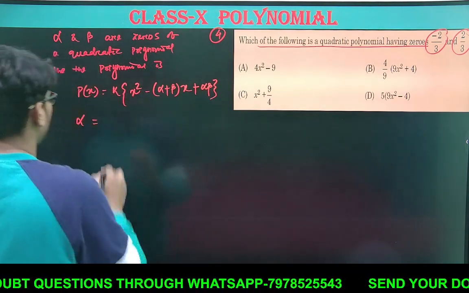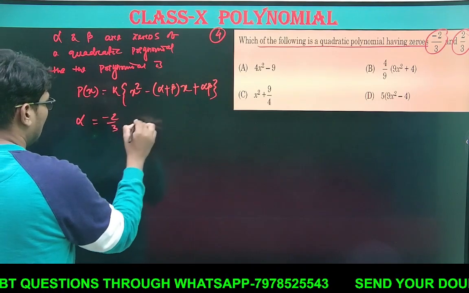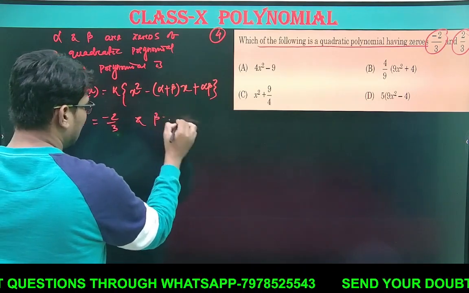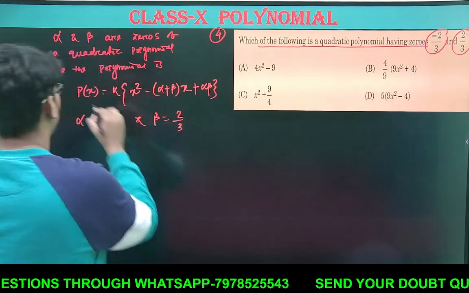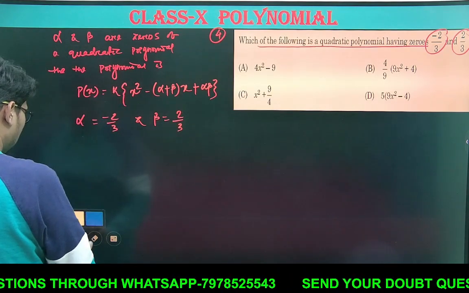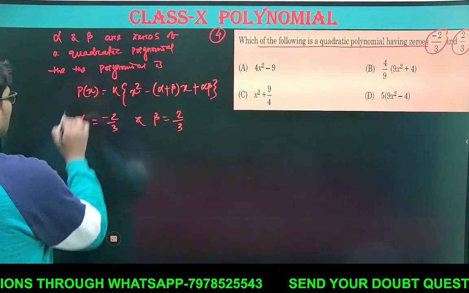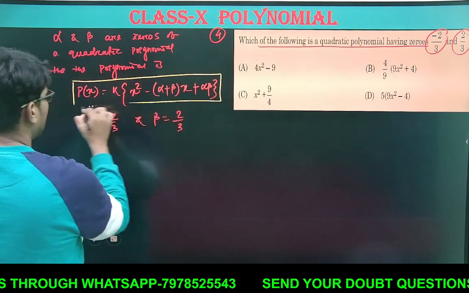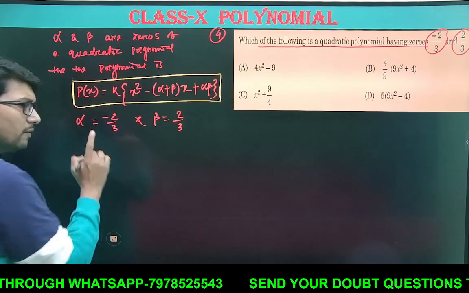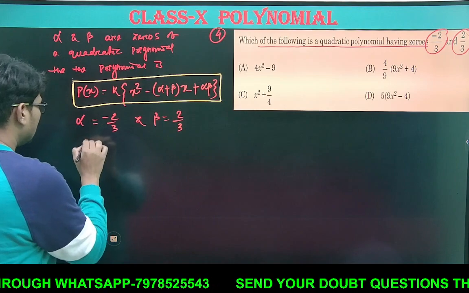From this question, alpha is minus 2 by 3, and beta is how much? That is 2 by 3. Hence, for writing the polynomial, we need the sum of zeros and the product of zeros. Though we know the zeros, we can find the sum of zeros.